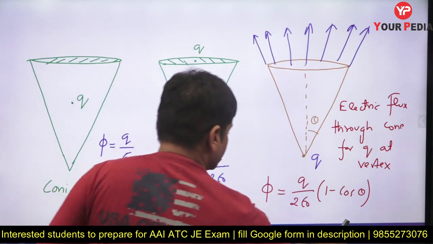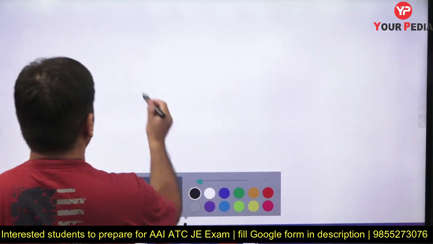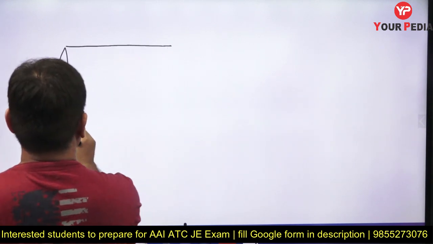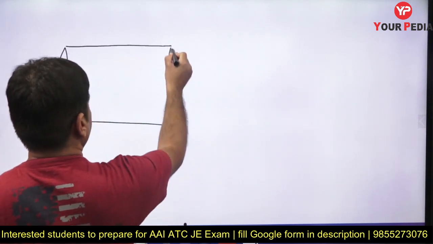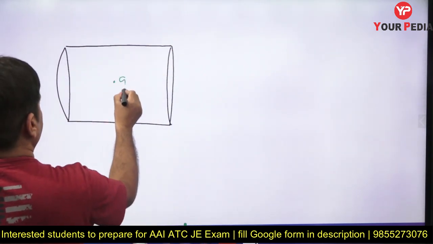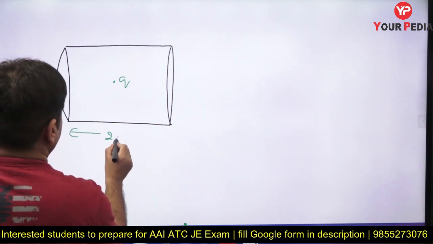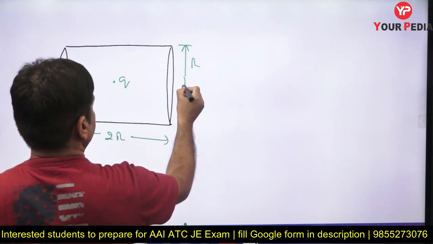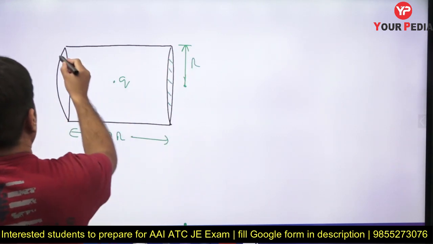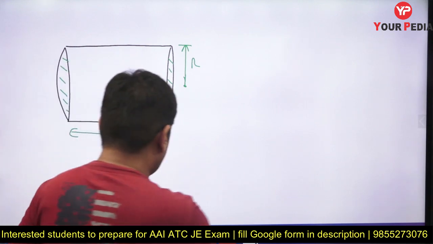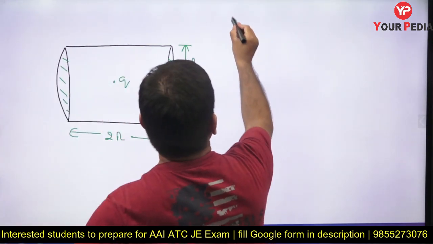Now let me give you this question here. Let me see whether you can find this question or not. I am giving you this cylindrical shaped body and I have kept a charge Q at the center. Let us say this entire length is 2r and let us say the radius is r of this cylindrical body. Charge is kept at the center. Can you tell electric flux through all three surfaces?